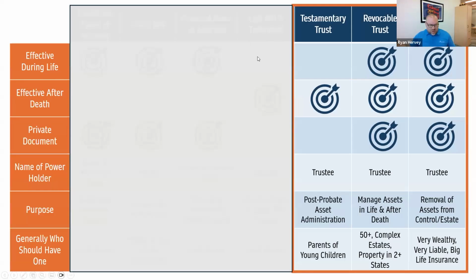So I'm going to let you go ahead and share our poll, Julie. Quick poll before we get started here. When were trusts invented? All right, I think we've reached our full participation.